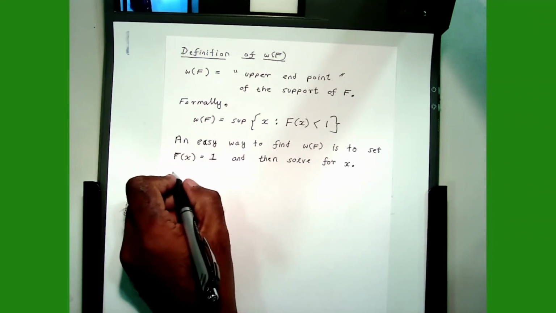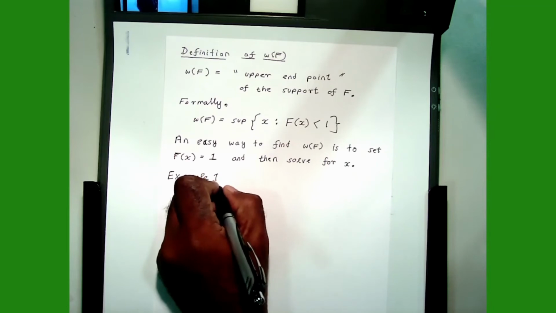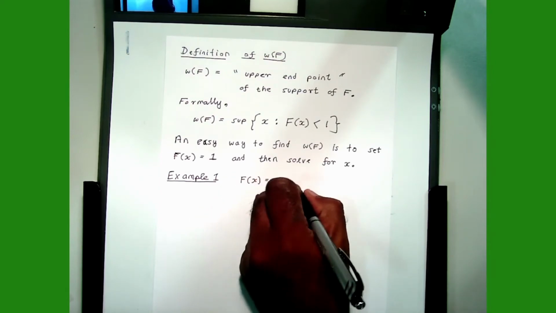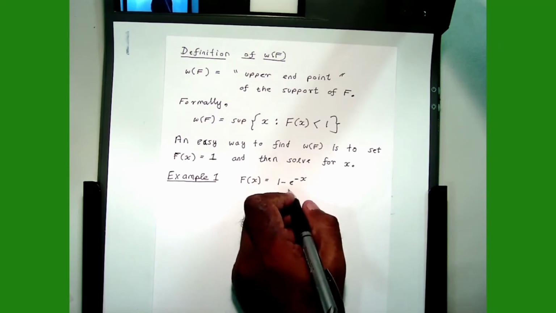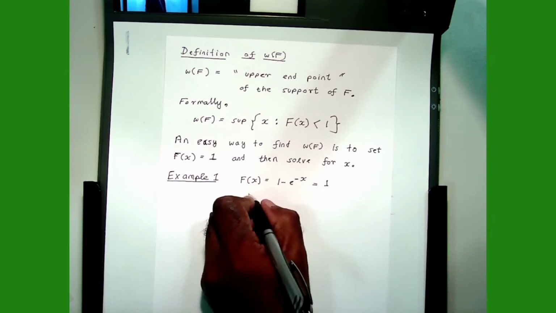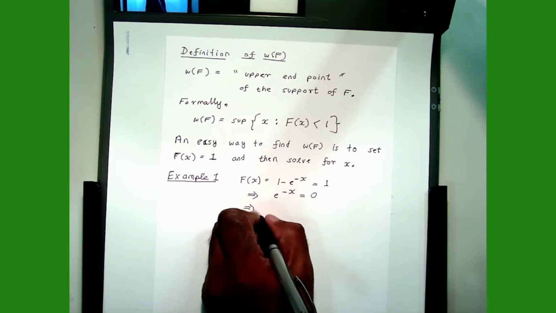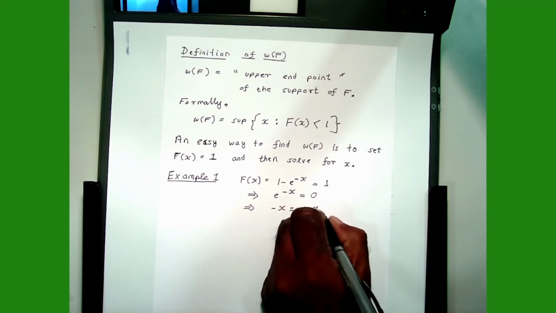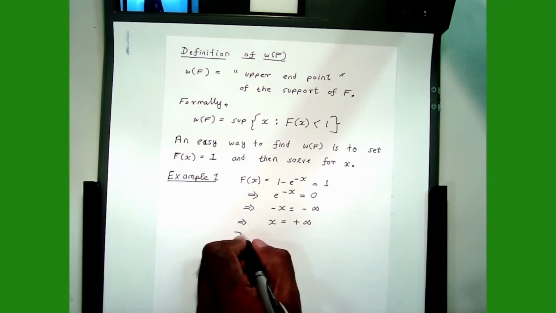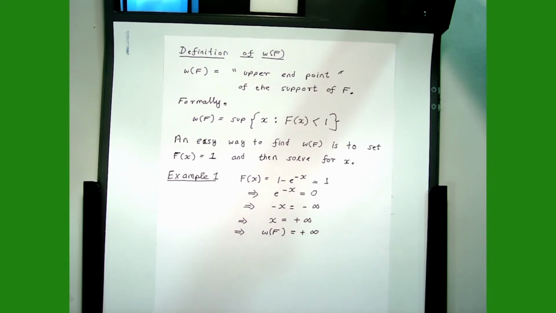So let me give you a couple of examples. Example 1. Now suppose your F of x is equal to this, which, I'm sure you know, is the CDF of the exponential distribution. Now if you set this equal to 1 and solve for x, let's see what we get. This means that e to the minus x is 0. So you take the log, and you get minus x is equal to minus infinity, so x is equal to plus infinity. Therefore W of F is equal to plus infinity. So this is example 1.